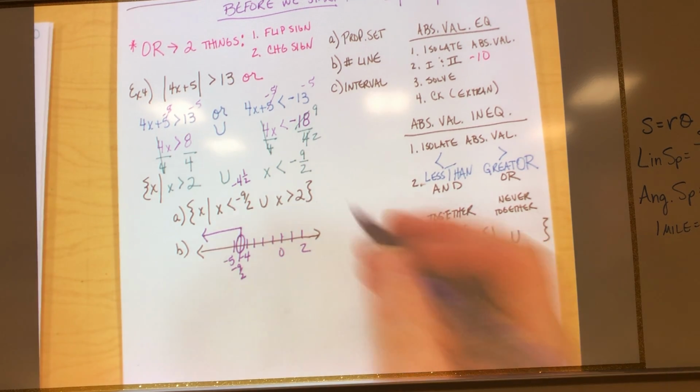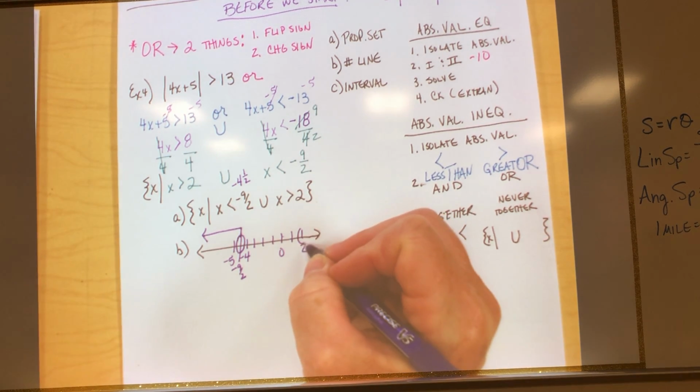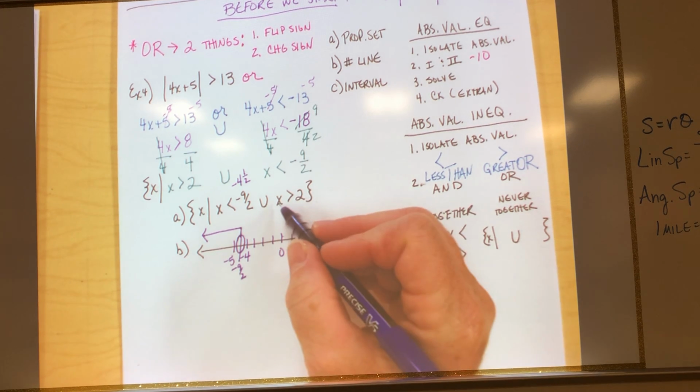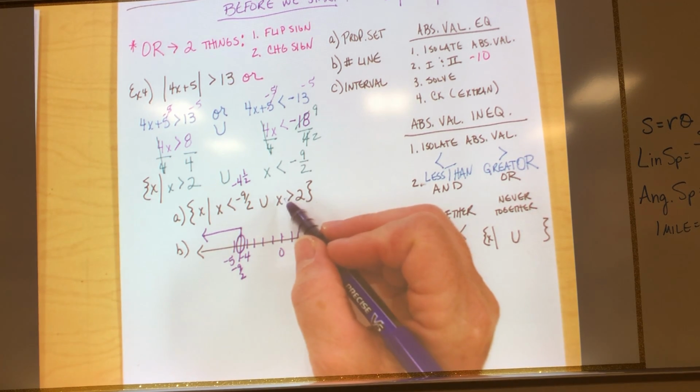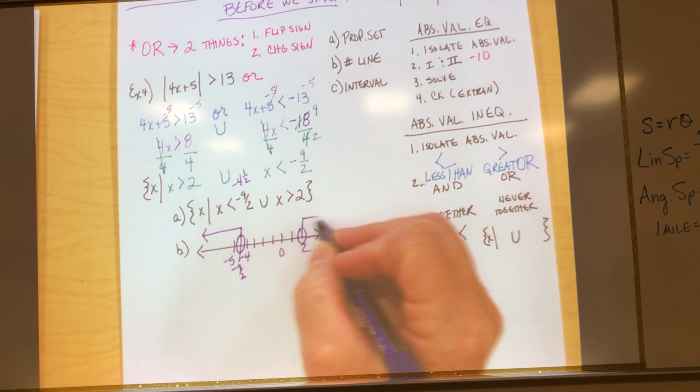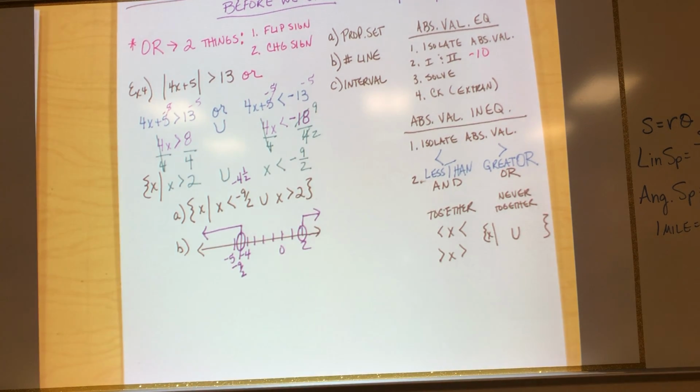Okay, so this one right here, I'm going to circle 2. Am I going to fill it in? No. Reading from the variable, x is greater than 2. Greater than goes to the right. So there's my number line.